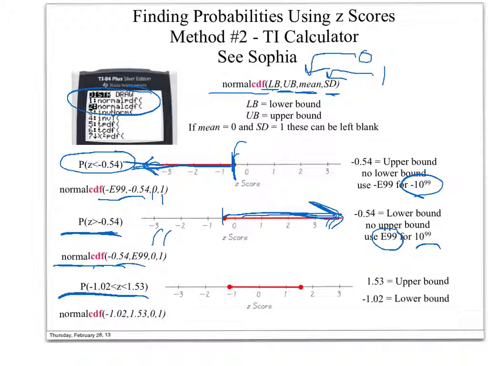The final example, the probability z is between two numbers. Now you have a lower bound of negative 1.02. You have an upper bound of 1.53, and you have a standard normal, mean 0 and standard deviation of 1. So there's the syntax. Notice that for this one you have a bounded interval on both sides. You have a left bound and a right bound. And so that's how that one works. I hope this helps you. I would recommend that you use the calculator.